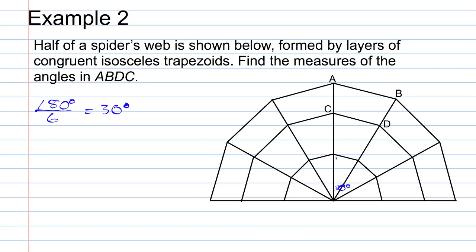What that means then is we can calculate the measures of these angles here. We know they're going to be congruent because it's an isosceles triangle. So if we take 180 and subtract 30 from it, that gives 150. So we know that these two angles are going to have a measure of 150 degrees together. So we take 150, we divide that by 2, and that gives us 75 degrees. So we know the measure of these angles are 75 degrees.